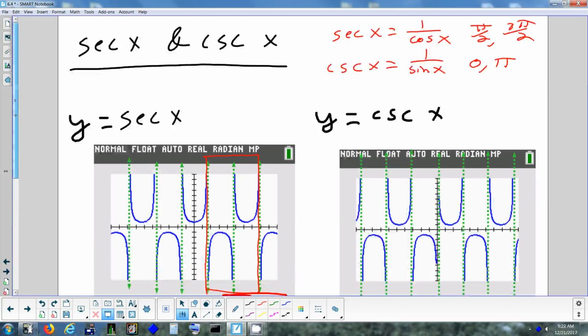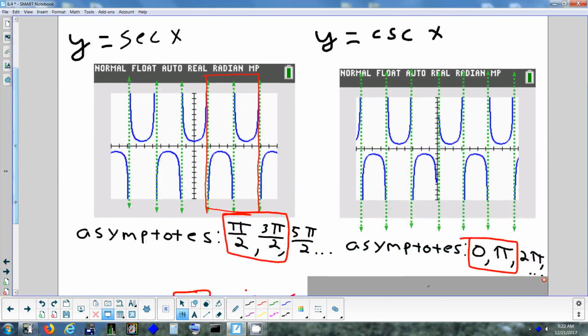And the reason why should be pretty obvious looking at the function. For cosecant to equal 0, that fraction would have to be 0. What's the only way to make a fraction 0? If the top is 0. Well, the top is never 0. So if the top is never 0, you're never going to cross the x-axis.